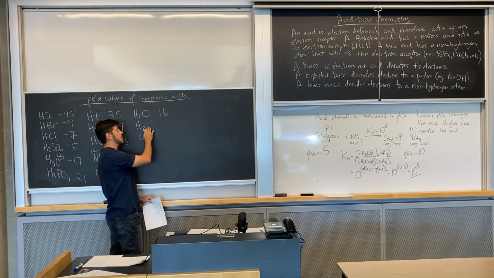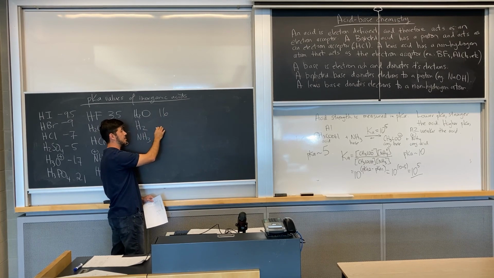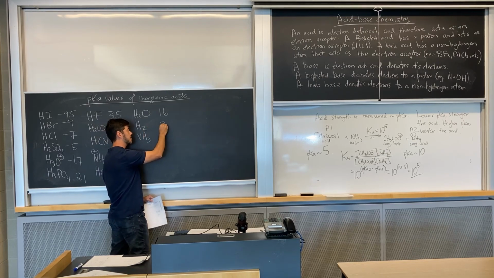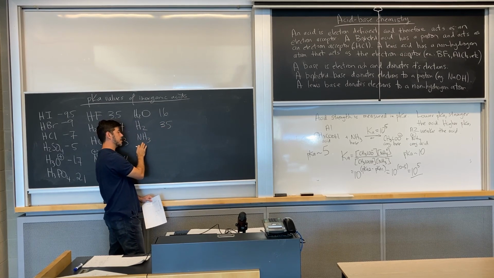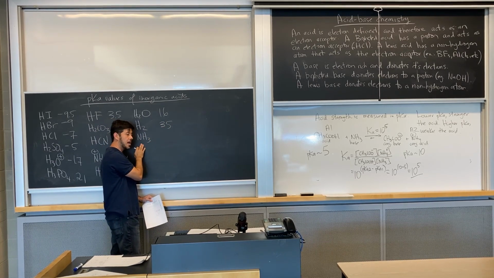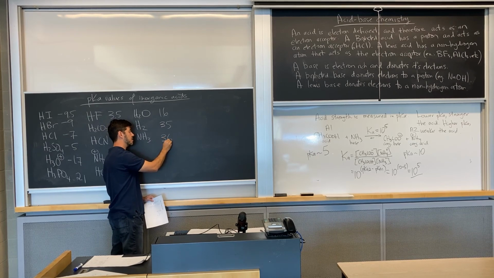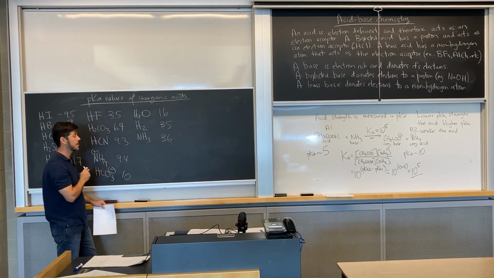H2. So if this were to lose a proton, that would become H minus plus H plus. So it's not that favorable, actually. That's a very weak acid. So the pK of this is around 35. And similarly, NH3. For NH3 to lose a proton, it has to become NH2 minus. Again, you need a really strong base for that to happen. Those protons are not acidic whatsoever.